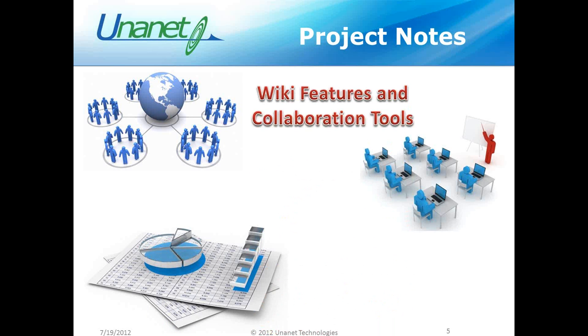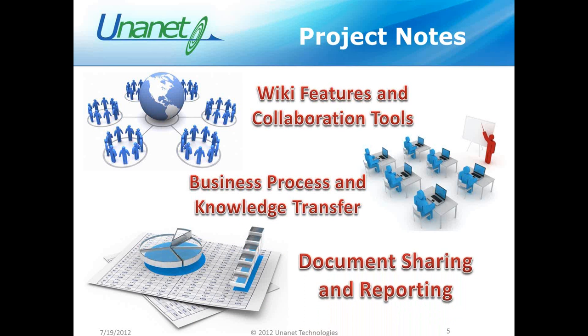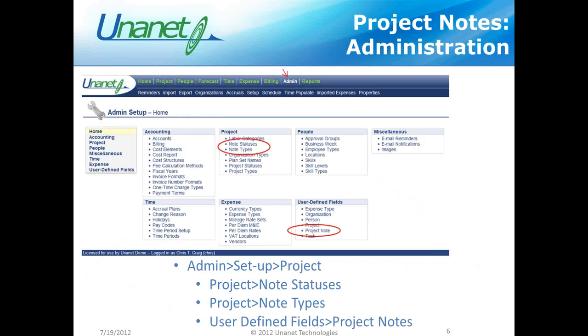Project Notes is a tool in Unanet that allows for wiki features and collaboration tools. A wiki is defined as an online system that allows you to create, edit, and share content. Project Notes allows you to do this, therefore collaborating within your system. Unanet also allows you a place to share business processes and to share knowledge or transfer knowledge throughout your organization. Finally, it also gives you the ability through attachments to do document sharing and, of course, via our vast array of reports and ad hoc reporting to report on the information that you've captured.